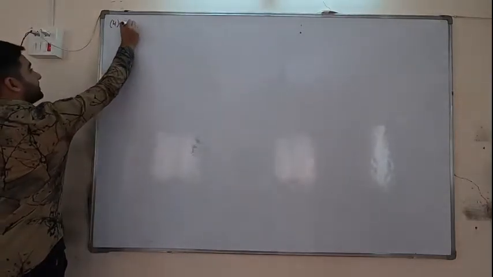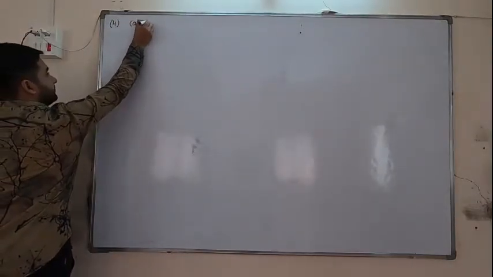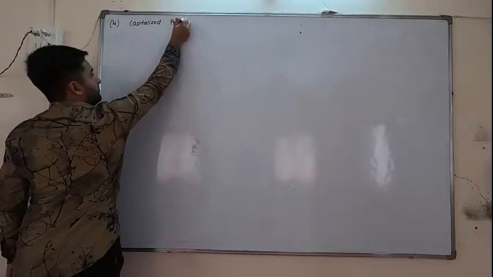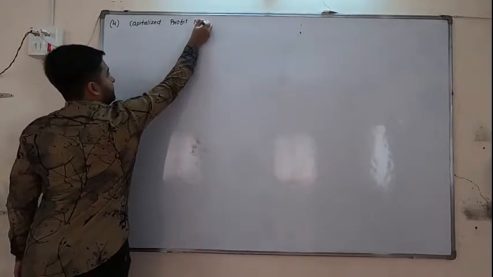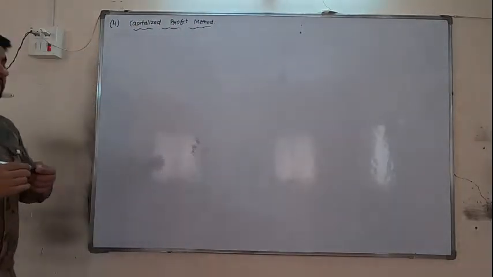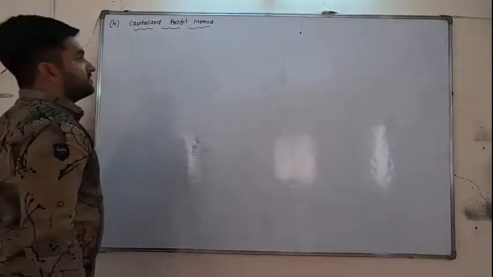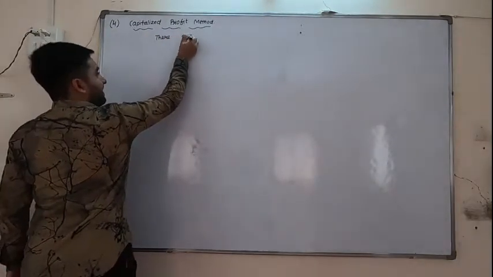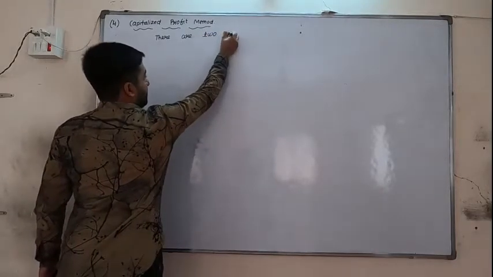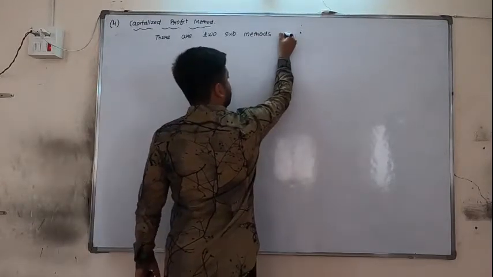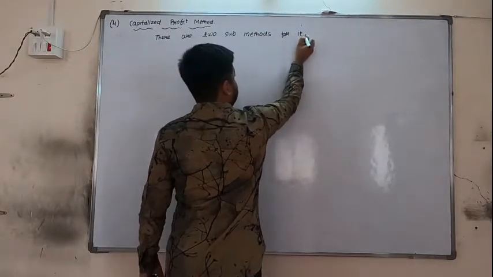So it is the fourth method, the capitalized profit method. The last method is the capitalized profit method. Now it has two subtypes. There are two sub methods for it.